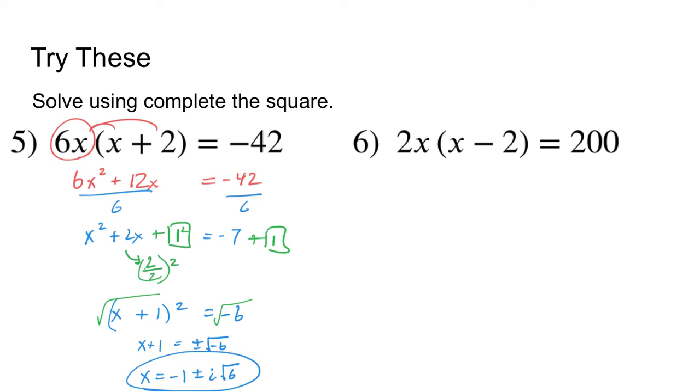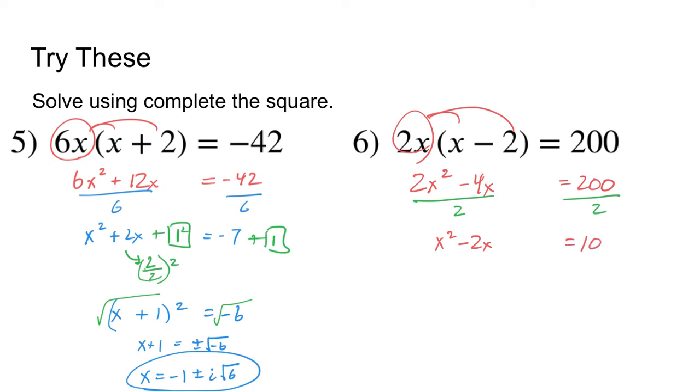What about for number 6 over here? Same thing. Let's distribute the 2x. I'll divide everything by 2 to get rid of the 2 that's in front of the x squared. I'll complete the square by saying what's in the box. Again, it's that 2 divided by 2 squared, or 1 squared, that gets added to both sides. That makes this left-hand side x minus 1 squared. Careful with that one. Equals 101.